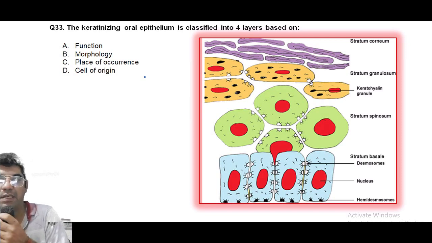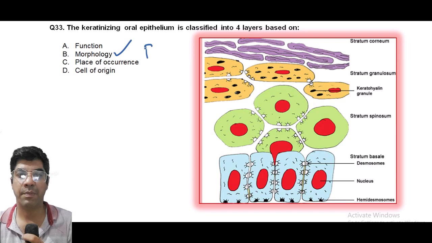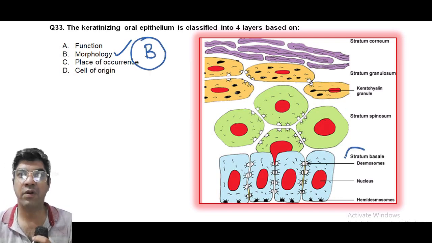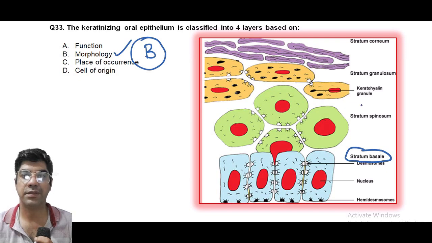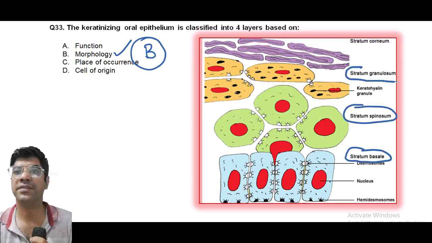The keratinizing oral epithelium is classified into 4 layers based upon their morphological appearance. So the answer is B. The 4 layers are stratum basale, stratum spinosum, stratum granulosum, and stratum corneum.